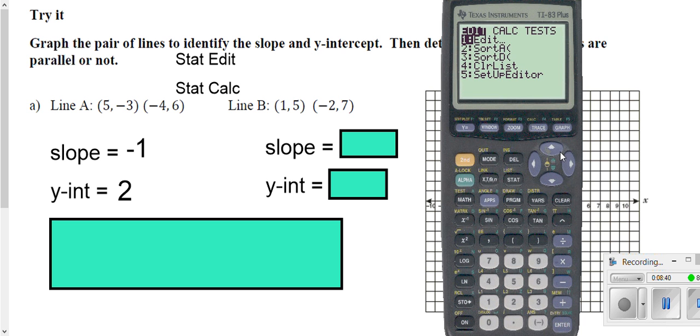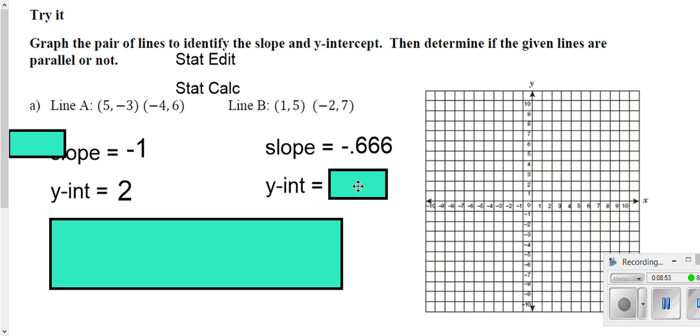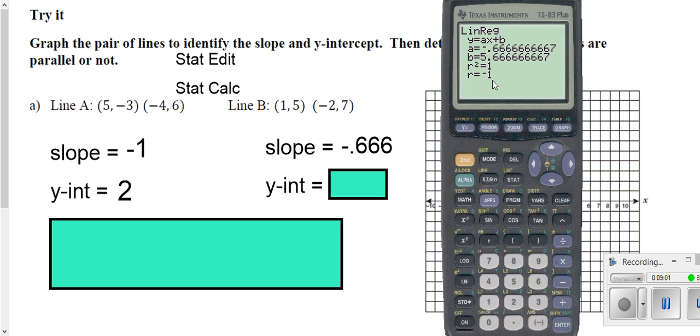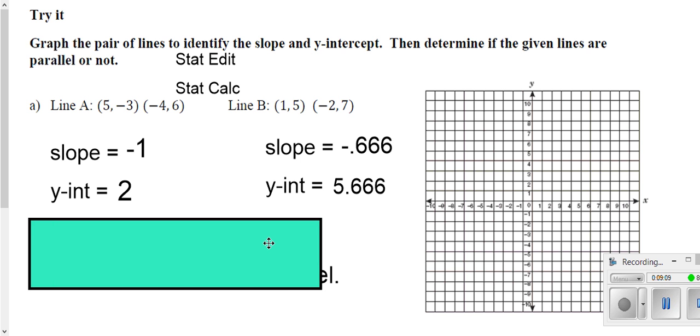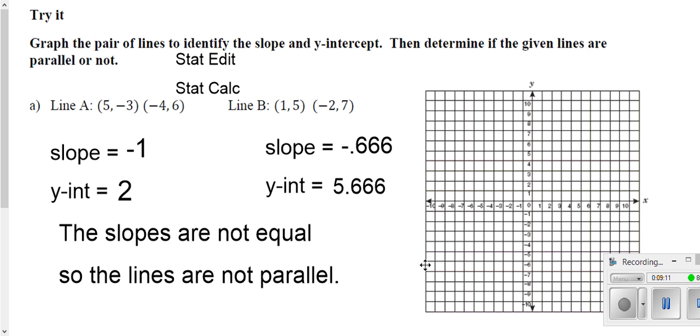And then stat calc, number 4. And we can see the slope of this line is negative 0.666666, or negative 2/3. So I can see right now their slopes are not the same. They're not equal. The y-intercept was 5.6666. But since the slopes are not equal, these lines are not going to be parallel. Again, you can graph them and see they're not the same slope. They will eventually intersect each other.